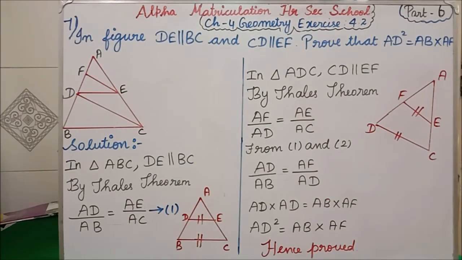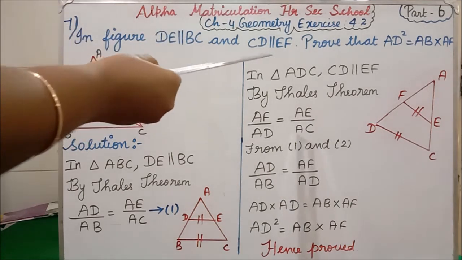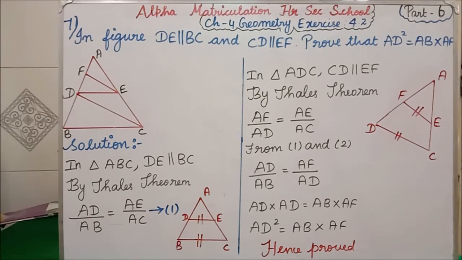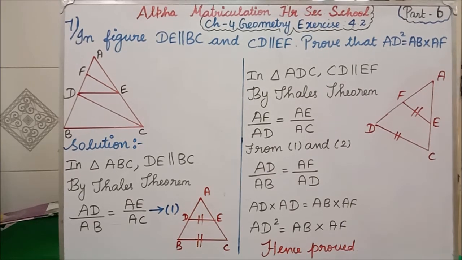In part 6 video we are going to see the same exercise 4.2, 7th question. In the figure, DE is parallel to BC and CD is parallel to EF. We want to prove that AD square equals AB into AF. Clear, all of you? We want to prove AD square equal to AB into AF.